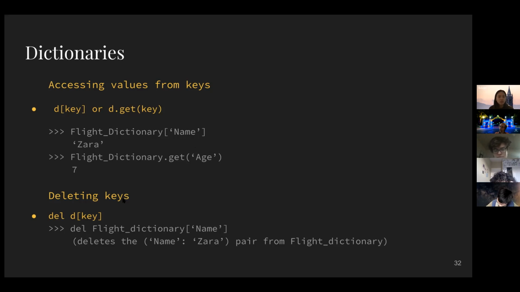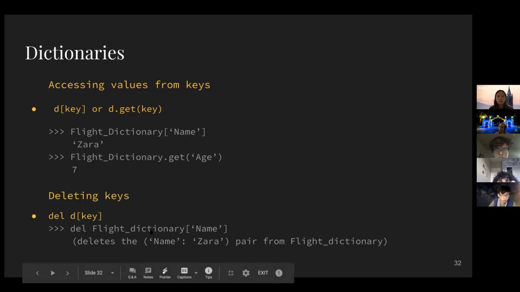And then also if you want to delete keys, you would use this word called del. And so this does it in place. So if you just type in del flight dictionary name, it'll delete the name Zara pair. So it'll delete the key and the value.